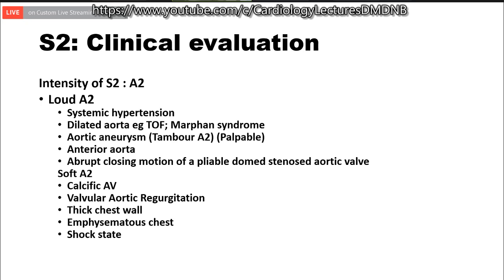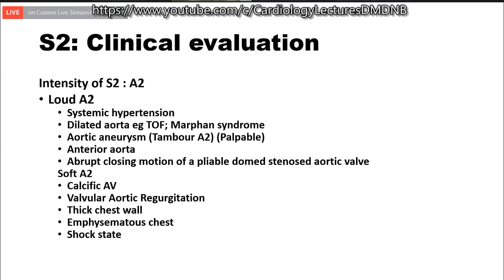Well, what is this tambour? Where did this name come from? Anyone of you? Musical instrument. Yes, it's a musical instrument. Where is it used? In which continent? This is a musical instrument used in some of the African countries, and this tambour gives rise to a very loud, high pitched noise, and the A2 of patients with syphilitic aortic aneurysm is compared to the sharp high pitched noise of the tambour. So very often the tambour A2 is palpable also.